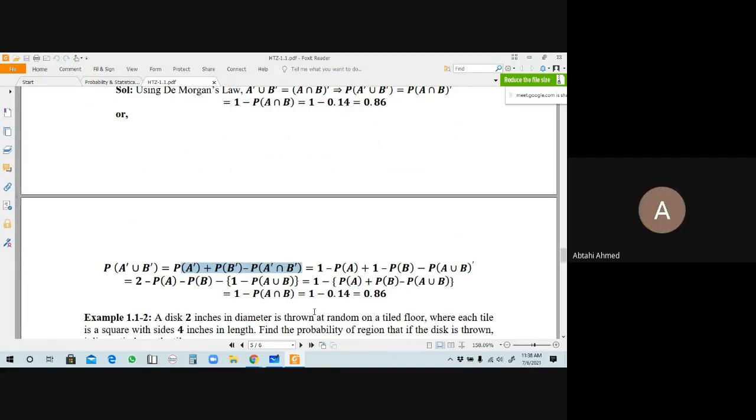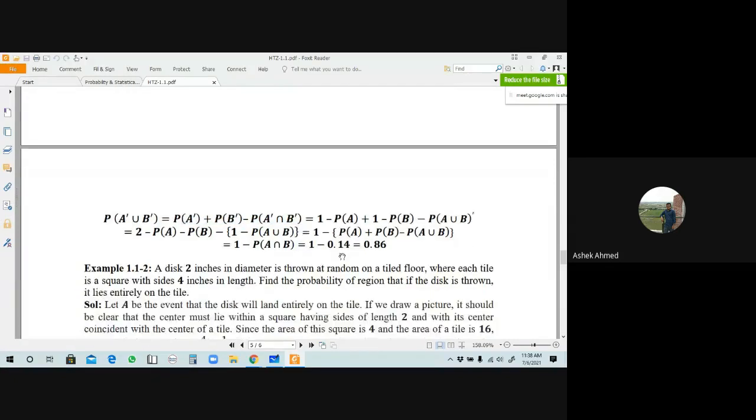So from here, A complement means 1 minus probability of A, B complement means 1 minus probability of B, and the probability of A complement intersection B complement. From De Morgan's theorem, we can write this formula. This will be equal to 1 minus this result. Then when we simplify, the terms cancel, and we can find out this value will be the probability of A intersection B.